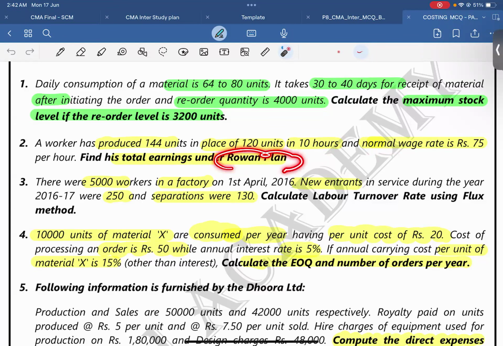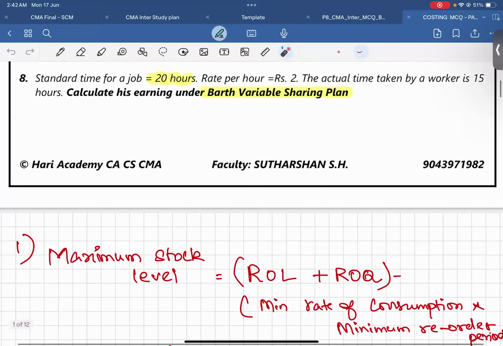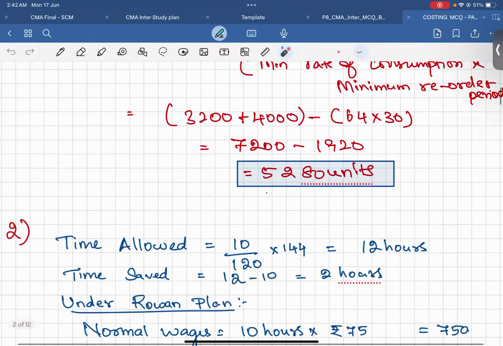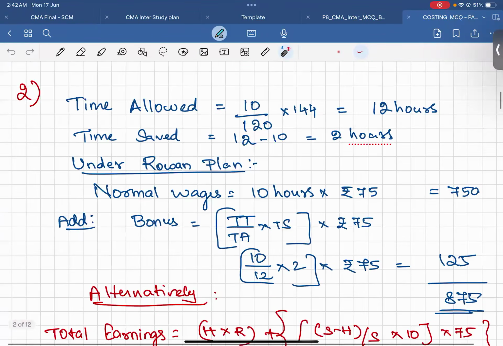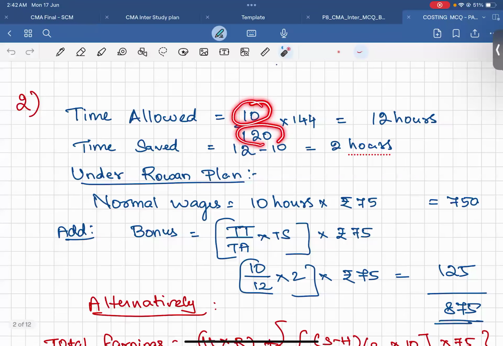Very simple. Rowan plan. Rowan plan formula: time taken divided by time allowed into time saved into rate per hour. That's what the bonus is. They are asking total earnings. Time allowed was 10 for 120 into 144.